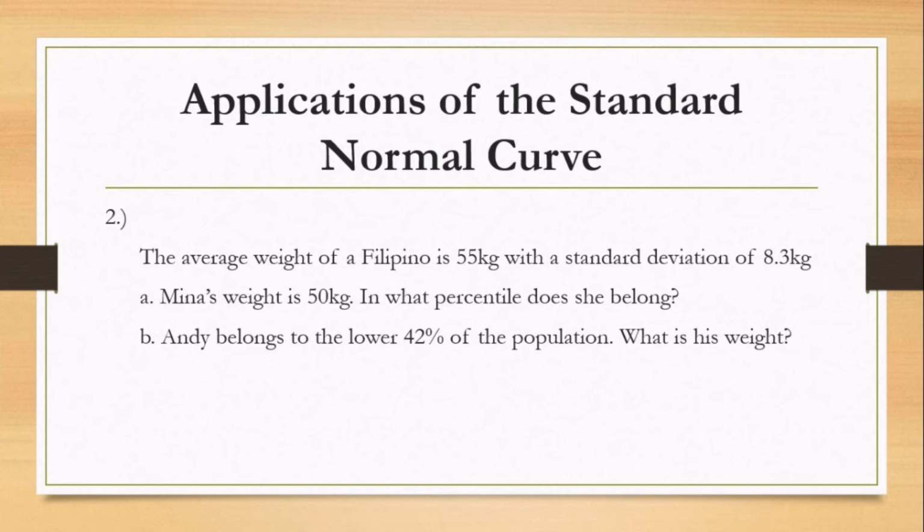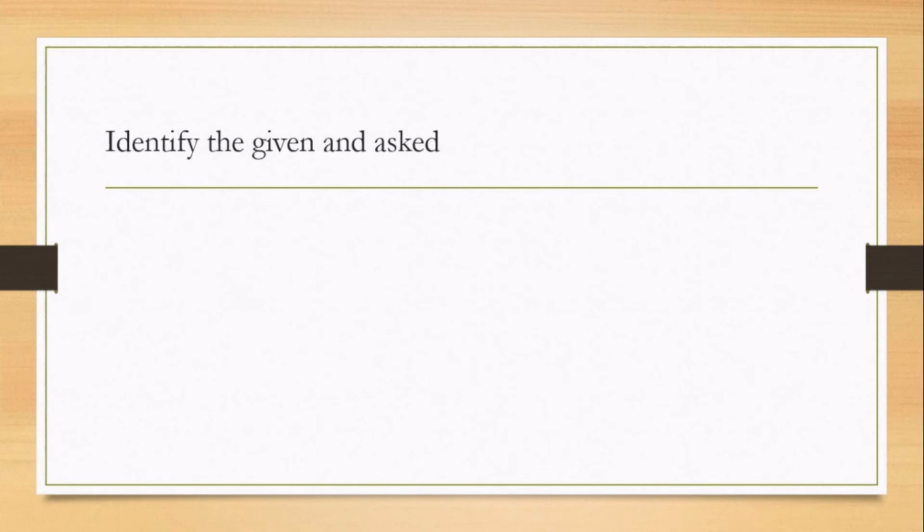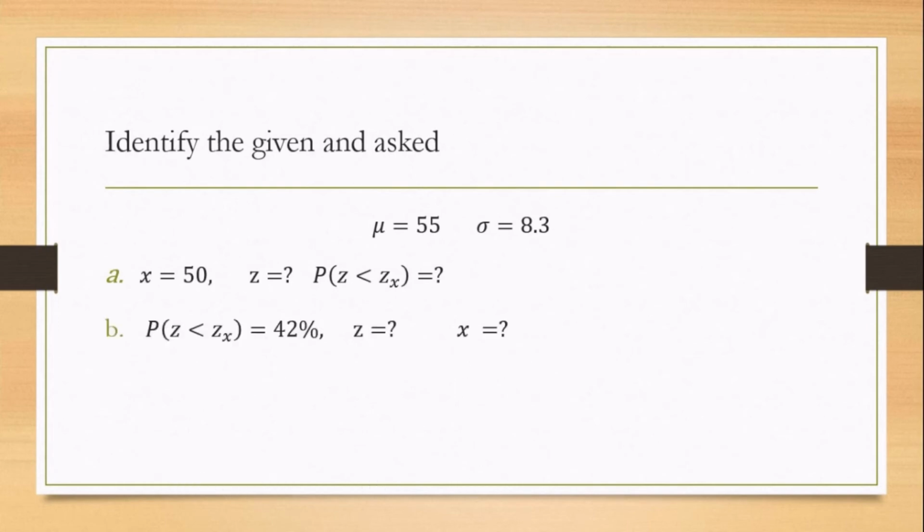Take the first step again. Identify the given and the asked. In the general problem, it is given that the mean is 55 and the standard deviation is 8.3. In situation A, the value of X is 50 kilograms and we needed to find its percentile or probability, along with its Z-score. Oppositely in situation B, the given is already the probability and we need to find its Z value in weight, or X.